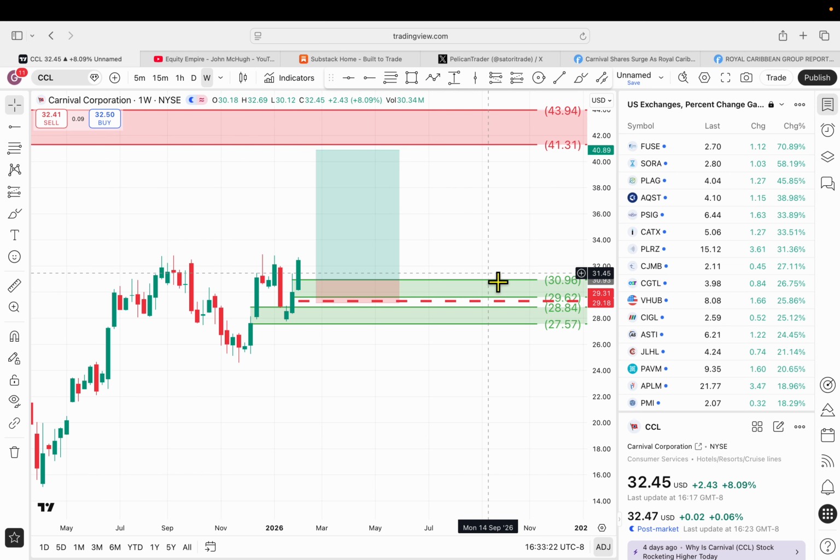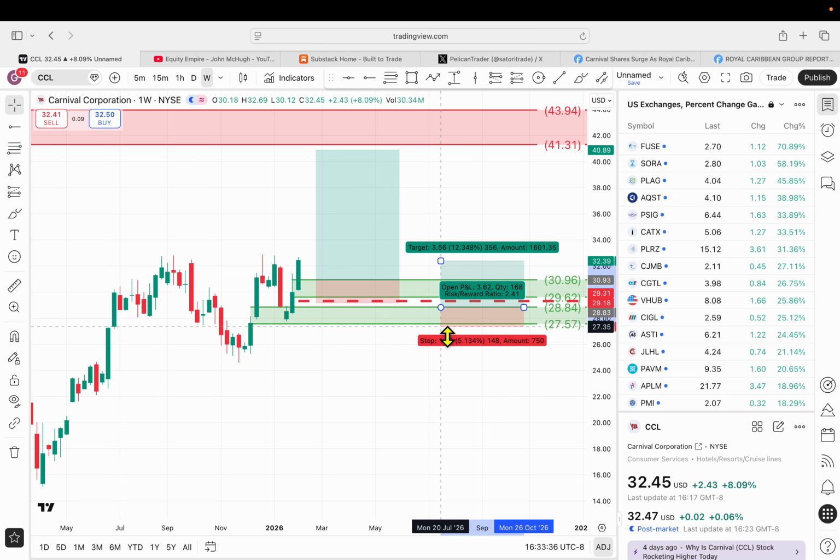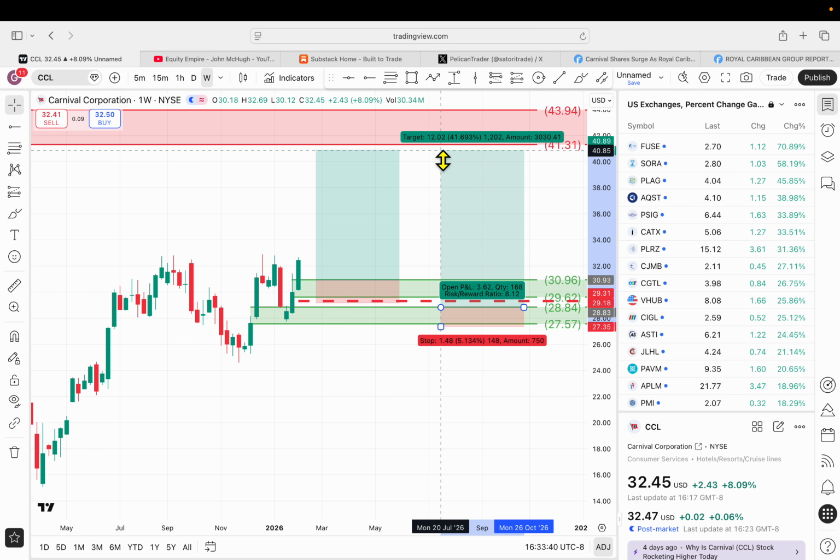Okay. Now, if you wanted to wait for a pullback to the lower level, it would look something like this. Buy limit order, 28.84, protective stop just below 27.57. Target in the same spot. This one's going to have even a better reward to risk ratio. That's got an 8 to 1 reward to risk ratio. Okay. So in other words, for every $100 worth of risk you would take, you'd have over $800 of reward potential.